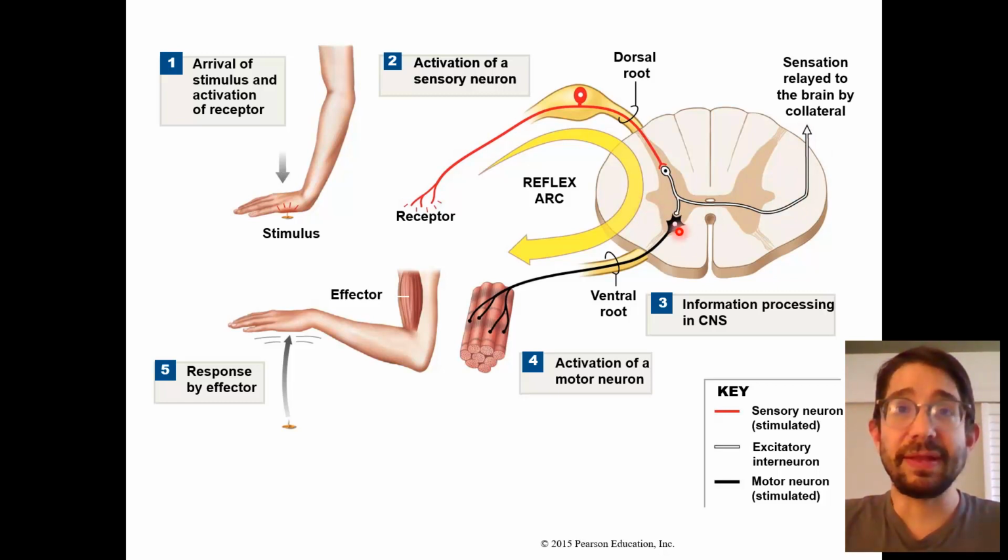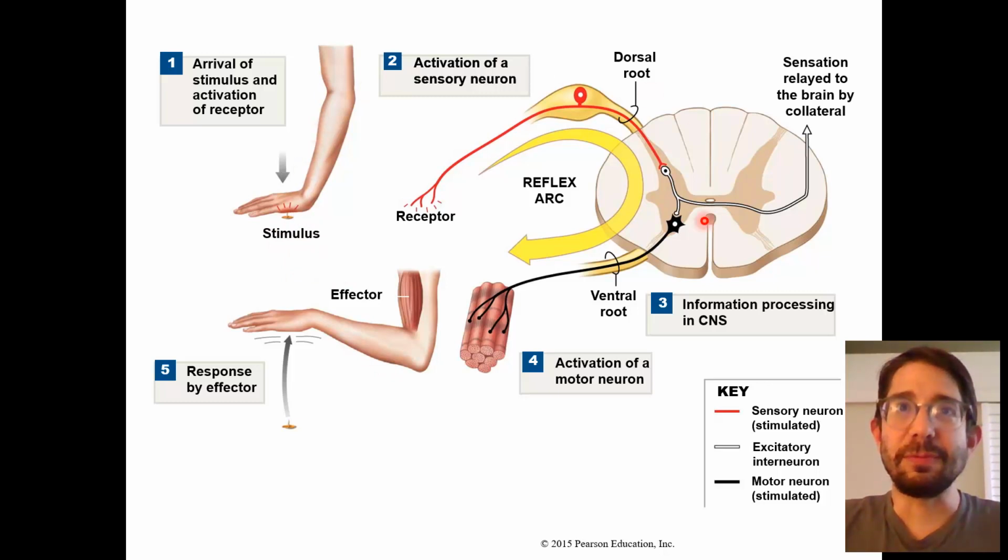So if a reflex action is warranted, the interneuron will stimulate a motor neuron. So that's step number 4, which will travel down to the effector. And step number 5 is the response by the effector. In this case, to remove your hand from that pain stimulus by flexing your elbow.